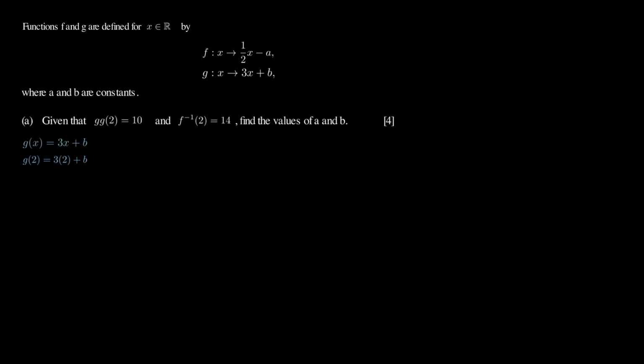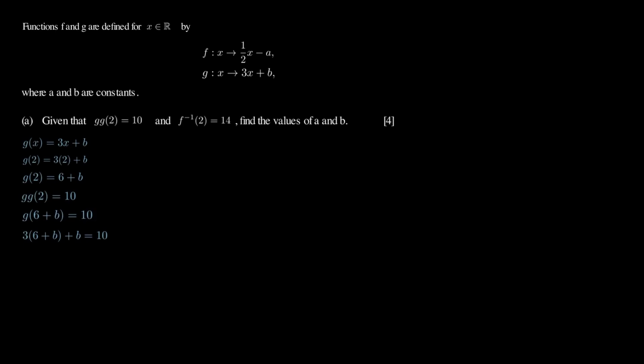So g of 2 would equal 3 times 2 plus b. If we simplify it, g of 2 would equal 6 plus b. Now that we have found g of 2, we can write down the composite function as g of 6 plus b equaling 10. Now all we need to do is go back to g of x and input 6 plus b instead of the x. And if we do, we get 3 times x, now that x is 6 plus b, added up by another b equals 10.